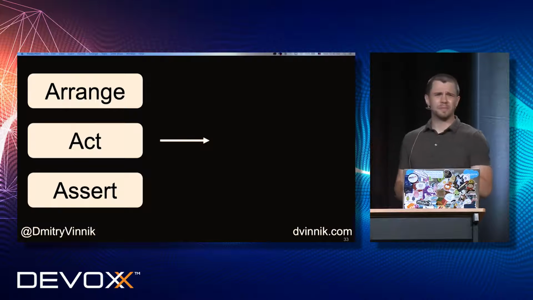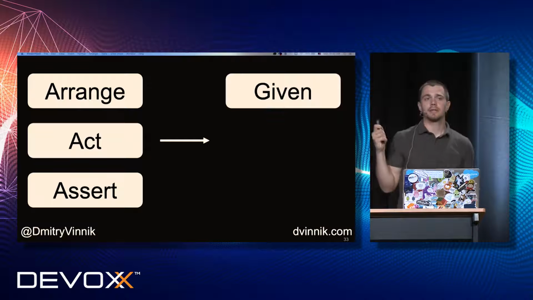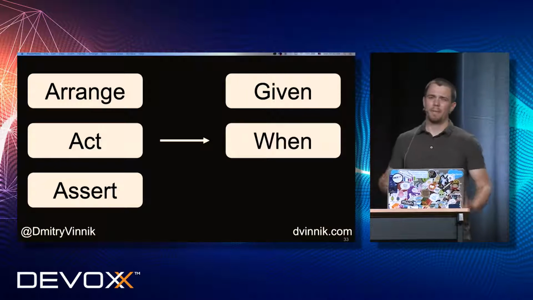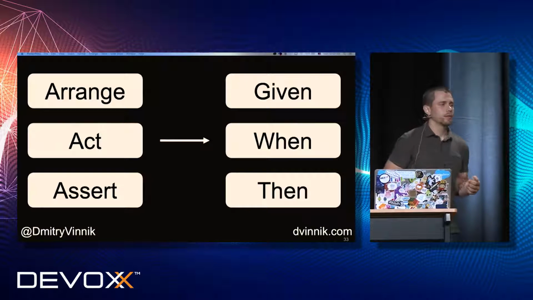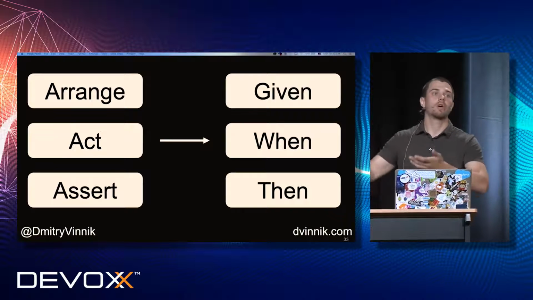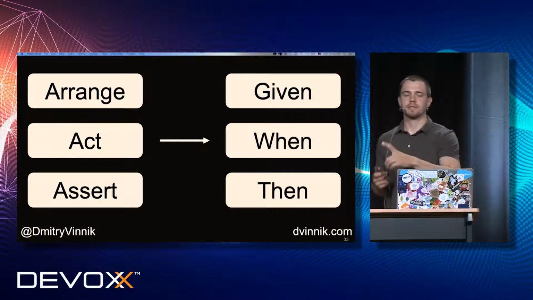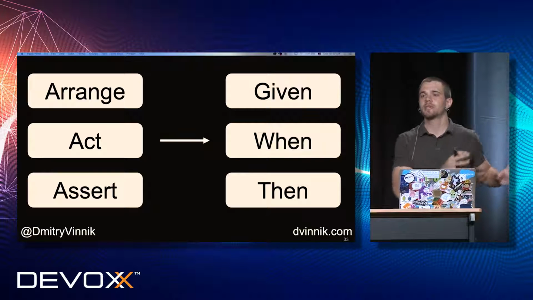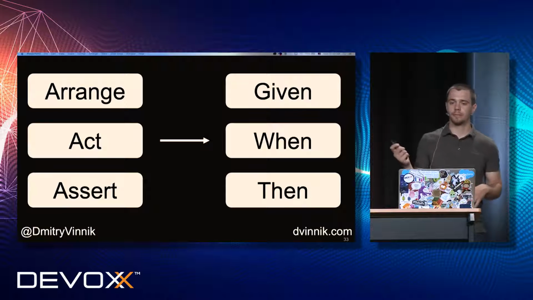In terms of BDD tools, it follows the same three principles, just called a bit differently. It's the given statement, basically the arrange step. It's when, or basically the act, the execution of the condition of some sort. And the assertion is called then, or what do we expect to happen after we execute this piece of code and the thing that we're trying to test. Nothing special. Again, we're trying to build on top of what you already know, and that's usually the best way to learn anything: to build on whatever foundation you already have.